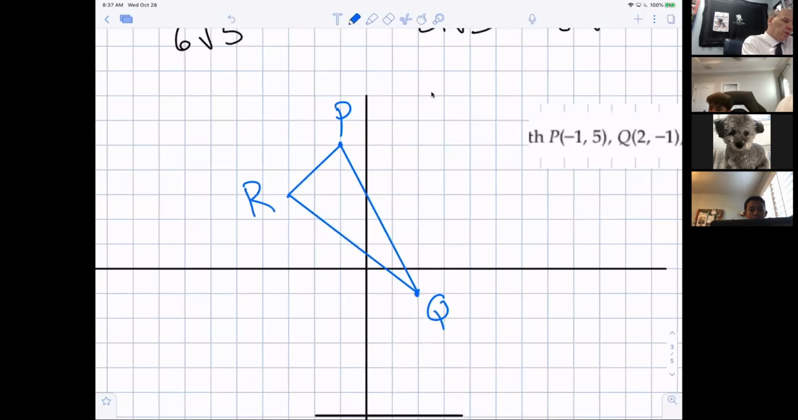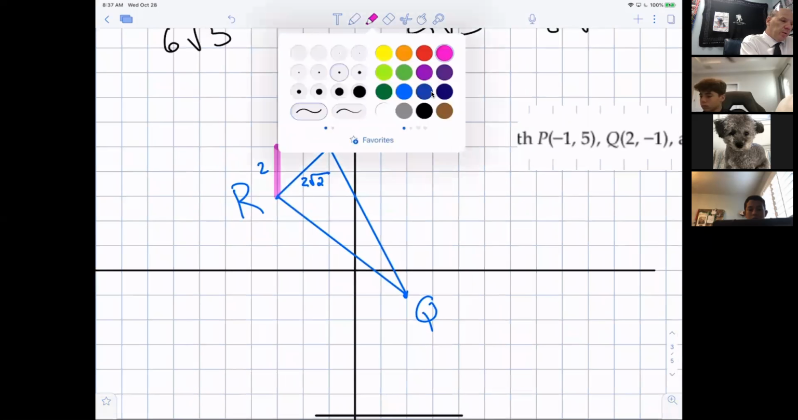All right, so let's do the small one first. So again, all right, so what's that? 2 and 2, so this is going to be 2 radical 2. Thank you for saying that. Right, 1 squared plus 1 squared, right? All right, so here we go. Let's try the other one.